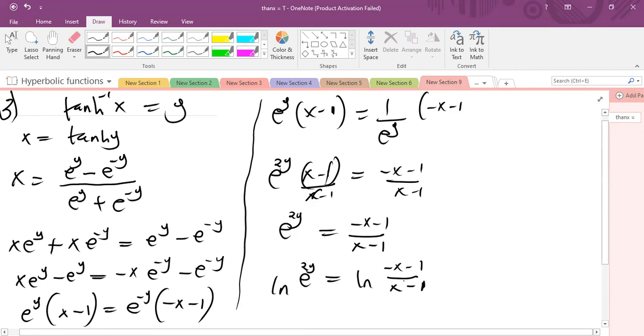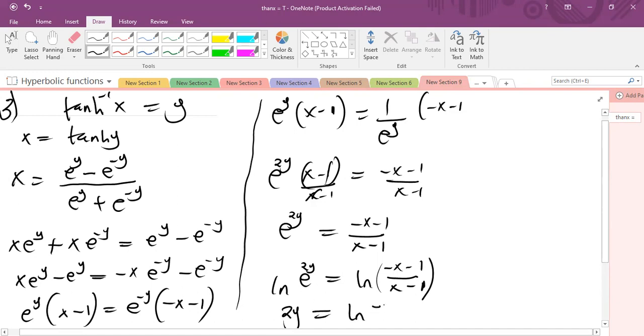Now, we know that we cannot get the log of a negative number. And when this is minus and this is minus, chances are very high that this is going to give us a negative number. So we can rewrite this in a better way. First of all, solve this: we have 2y ln e, where ln e is 1, is equal to ln. This is what I'm going to do.